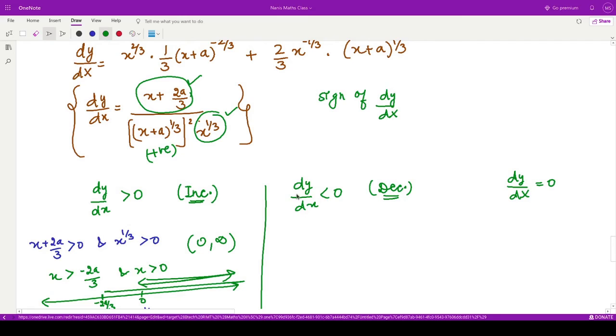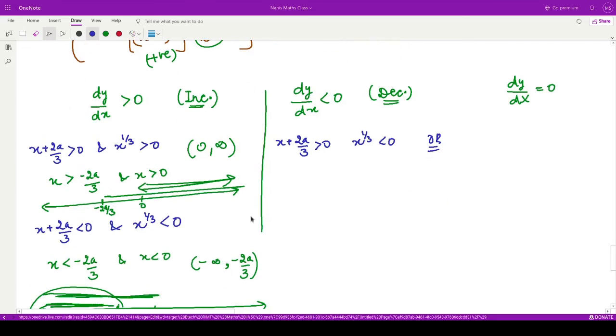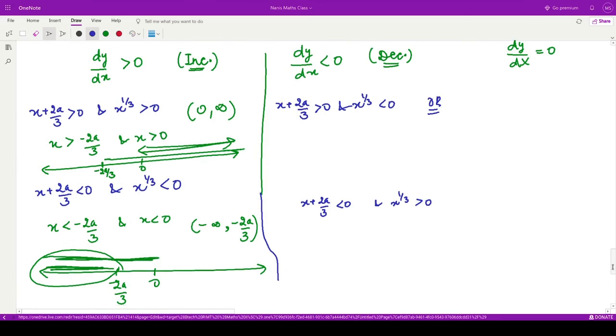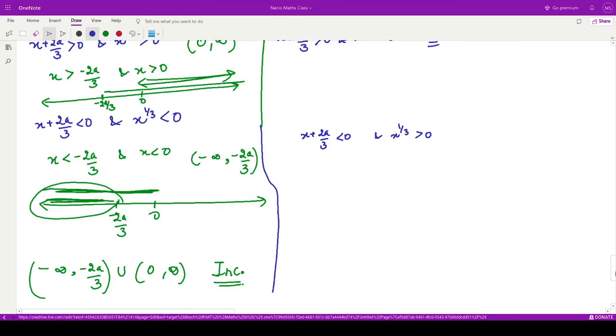In the second case, we have dy upon dx less than 0 for it to be a decreasing function. So for this to be a decreasing function, the signs of these two terms should be opposite. So that means whenever x plus 2a by 3 is positive, x raised to power 1 by 3 should be negative. Or in the other case, we have x plus 2a upon 3 negative, and simultaneously x raised to power 1 by 3 should be positive. So these two cases are possible whenever your derivative is less than 0, a negative quantity.